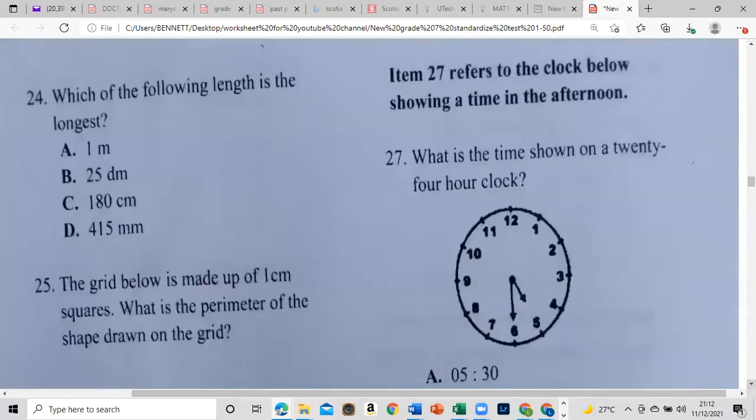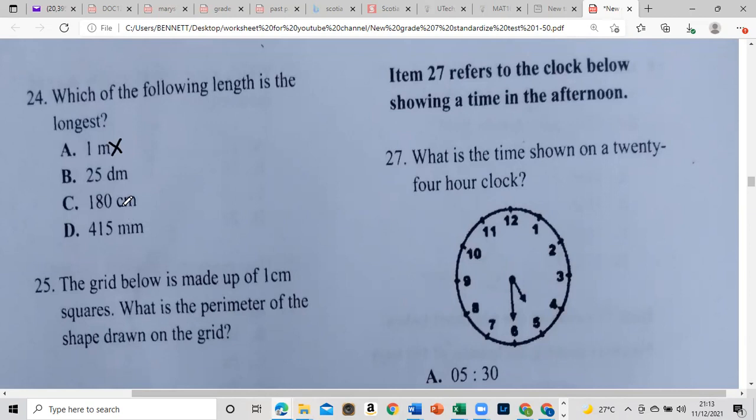Which of the following lengths is the longest? 1 meter, 25 decameter, 1 inch, 180 centimeter, or 415 millimeter. Alright, mathematics is good enough, guys. 1 meter is 100 centimeter. So it couldn't be 1 meter. Alright, but that's small.